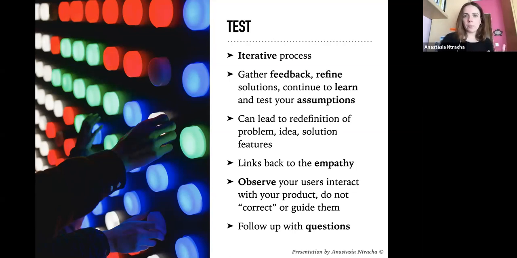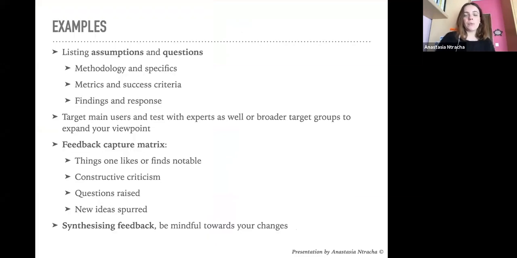Something very interesting about testing is what happens when your user tests the product without you being present and you gather feedback later with follow-up questions, or what happens when you're in front of your user as they interact with your product, which gives you more information about nonverbal cues, the body language, and can give you very interesting insights. But what is a bit dangerous in this situation is that when you're observing your user, make sure you're not correcting them or guiding them on how to use the product, because in this way you're losing a lot of valuable feedback.